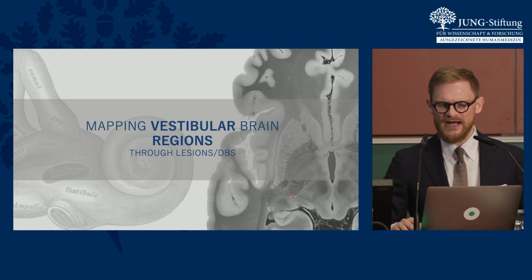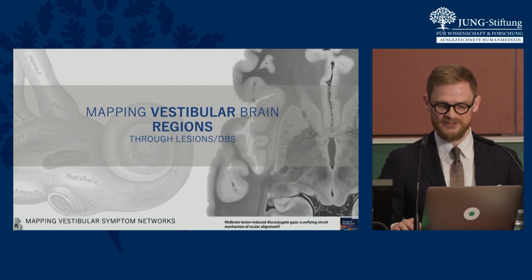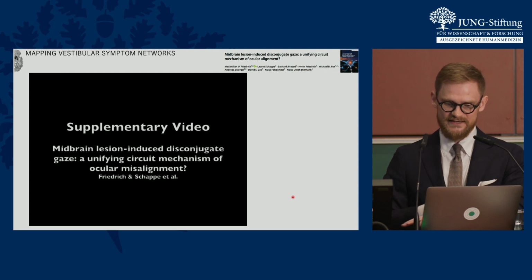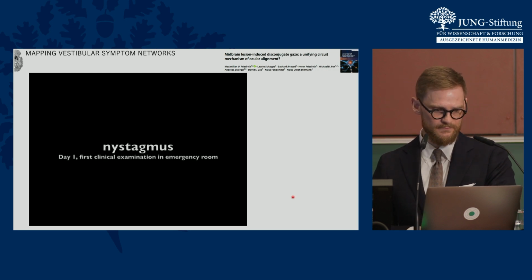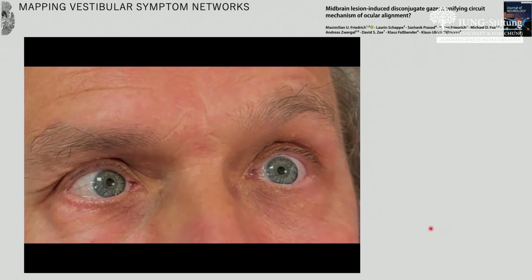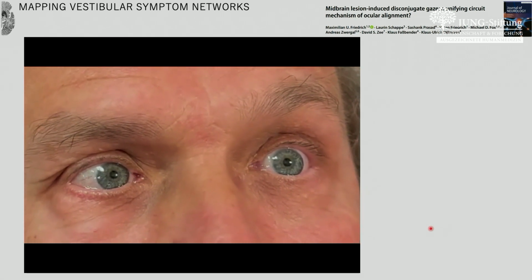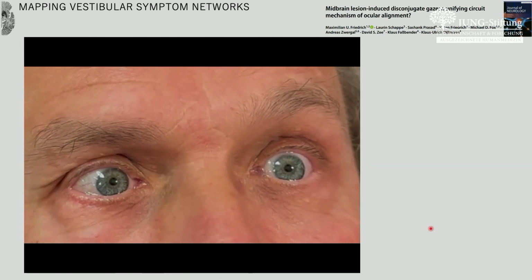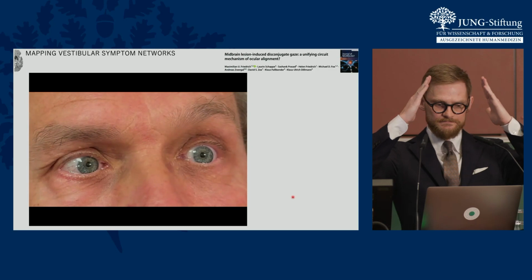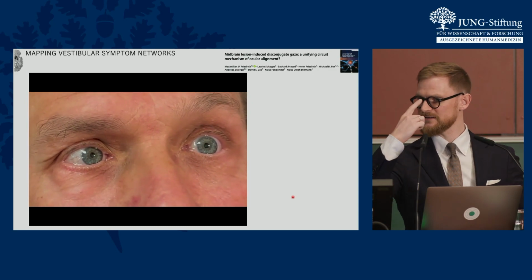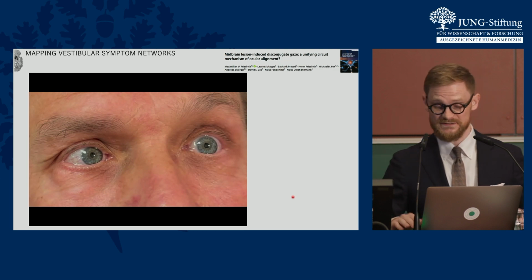So let's dive in. How do we map vestibular functions and vestibular regions through lesions? And here I brought you one case that I saw together with Ludwin Schappe from the University Hospital of the Saarland. And this is a patient who presented with a very strange and rare eye movement disorder and imbalance. So it looks subtle, but what you can see is that his eyes move upward and towards the nose, as if he was focusing on something that comes close to him, which was not the case.